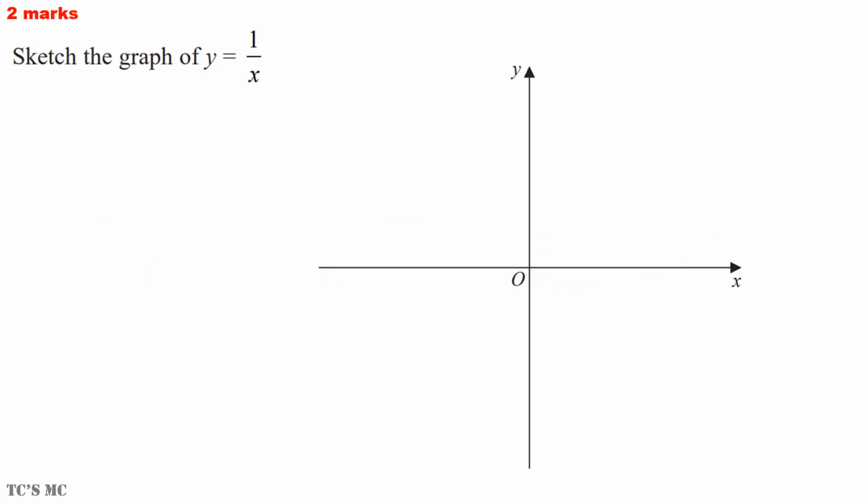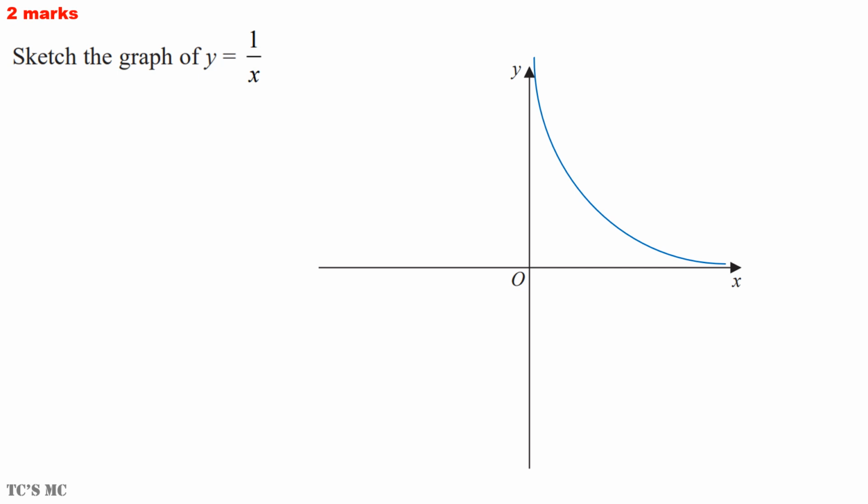Sketch the graph of y equals 1 over x. This is a reciprocal graph. In the positive quadrant, it will look like this. The curve should not touch the x-axis or the y-axis, but the curve should be getting closer and closer to both axes. If we have this drawn, we would get 1 mark.